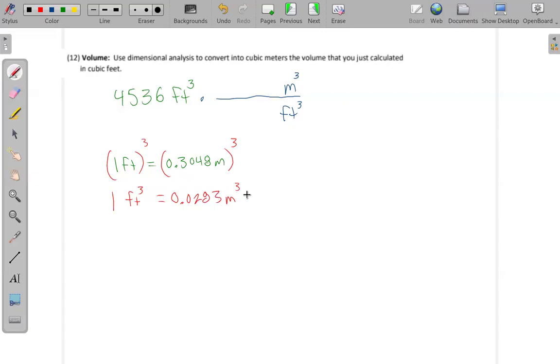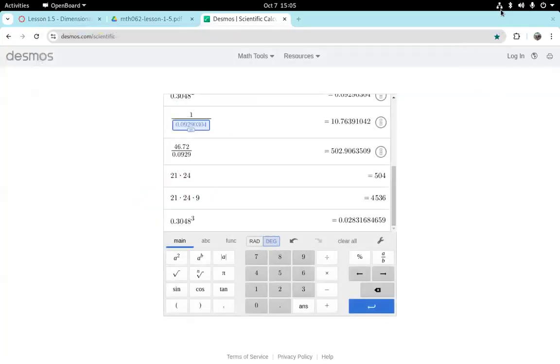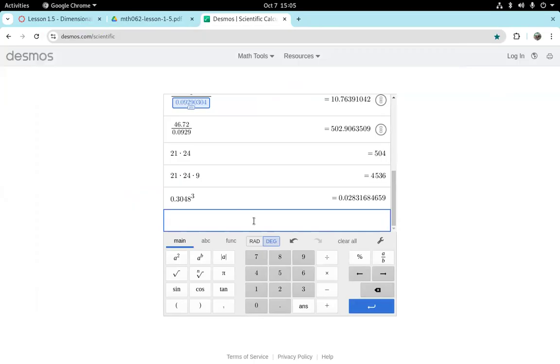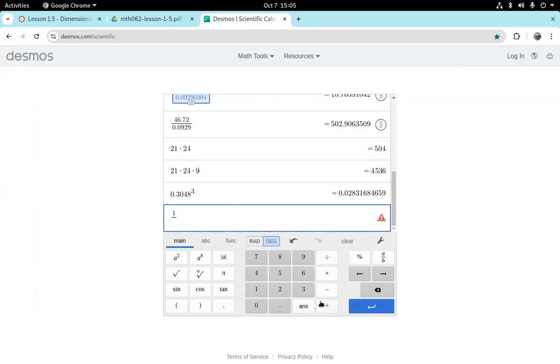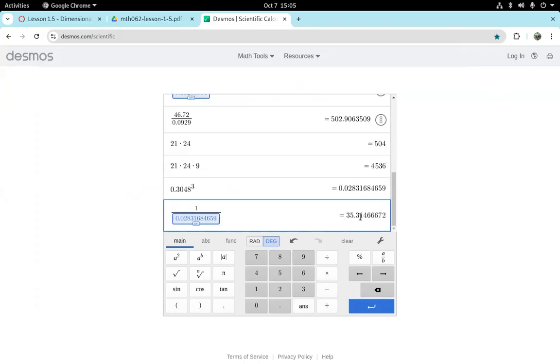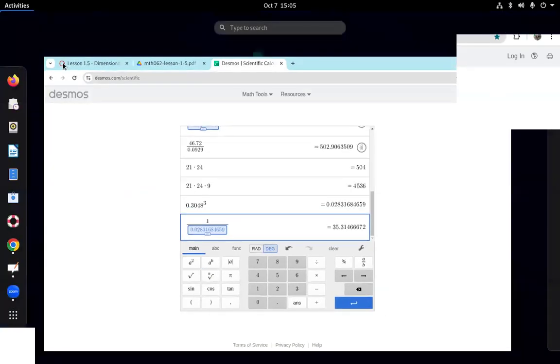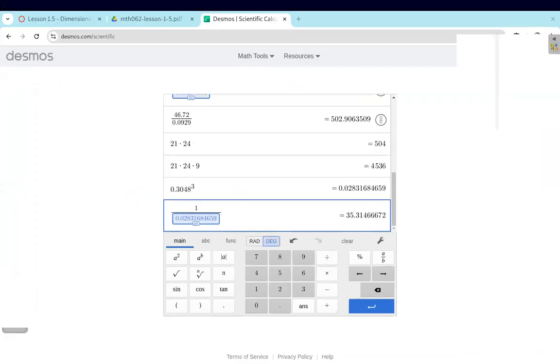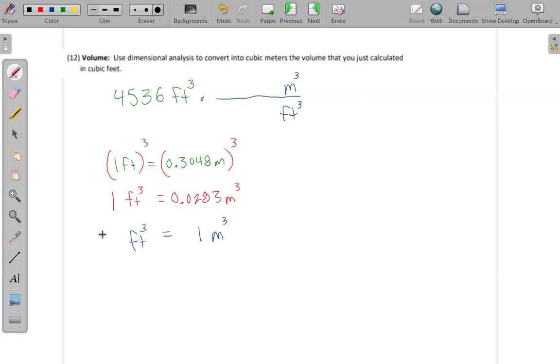Now, if you don't like that decimal number and you want a whole number instead, well, we can flip these, and that would give us 1 meter cubed is some number of feet cubed. And so to flip that on my calculator, I'm just going to do 1 divided by that decimal. It gives me about 35.3. So alternatively, we can say 1 meter cubed is about 35.3 feet cubed. So we have a couple of different ones we can use. I'm going to use the red one since it's the first one I found.